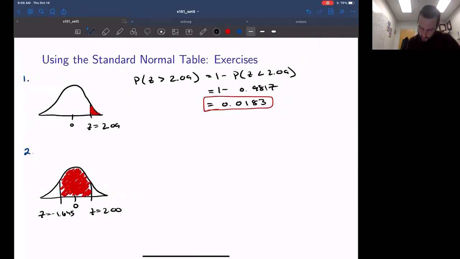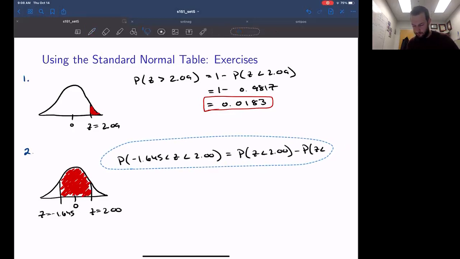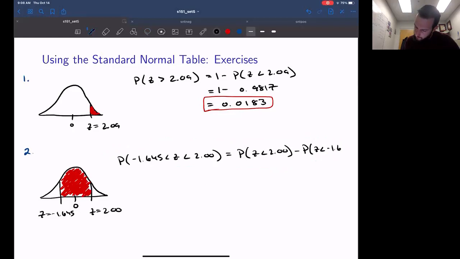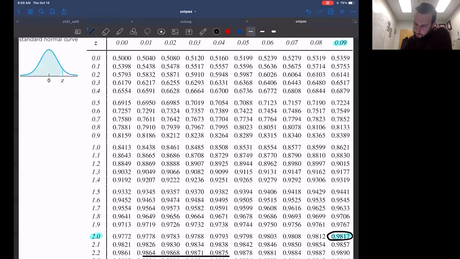So I have probability negative 1.645 is less than Z is less than 2.00. This is equal to the probability that Z is less than 2.00 minus the probability that Z is less than negative 1.645. Now all I need to do is look up positive 2 and negative 1.645 in the normal tables, because these are both areas to the left. Okay, so we'll start with positive 2.